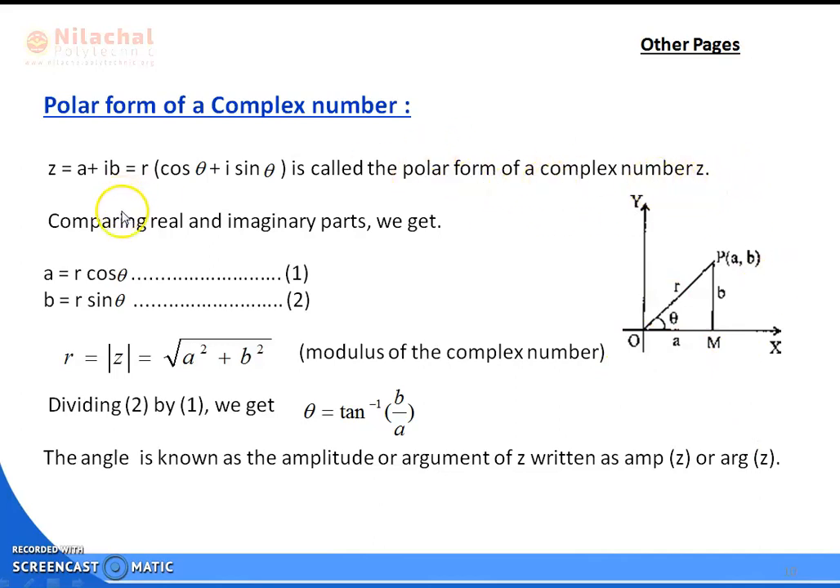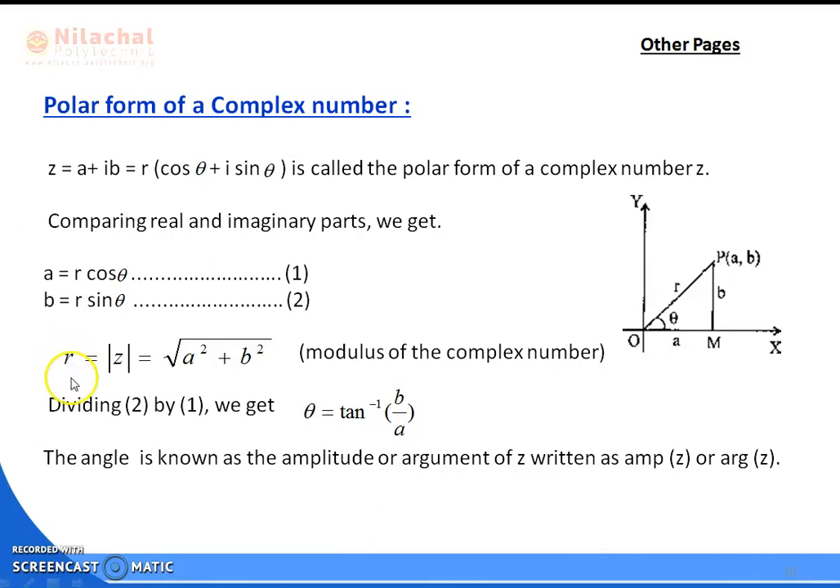Clear? So here, comparing real and imaginary parts. Real part is a. Here real part is r cos theta. So we can write a equals r cos theta. Similarly, imaginary part is b. Here imaginary part is r sin theta. So b equals r sin theta. Now r can be written as mod z equals under root a square plus b square. So this formula for r you can obtain.